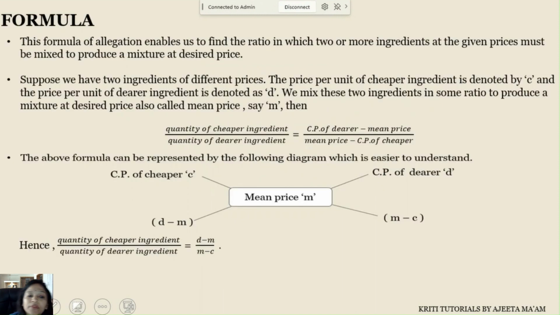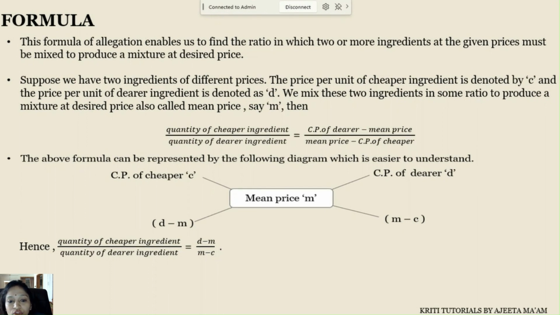Now, this is a simple formula that you can apply for solving the questions of allegations and mixtures. But what is allegation first of all? If I explain what allegation is, suppose you are given two or more ingredients and you are mixing them, right? So what will be the desired price of the mixture? Remember, that should be the cost price of the mixture. That won't be the selling price of the mixture. That is a very important thing.